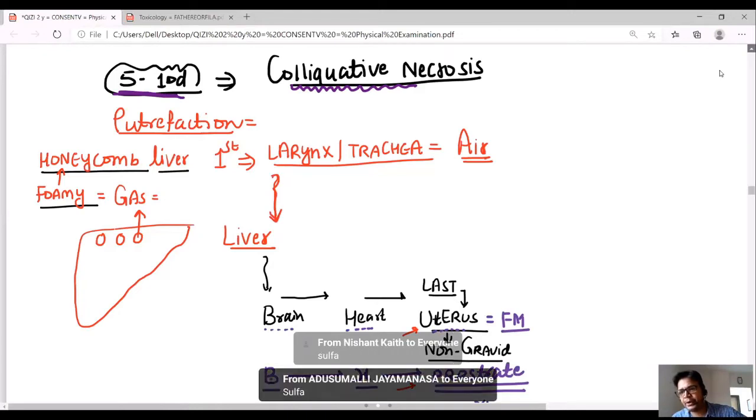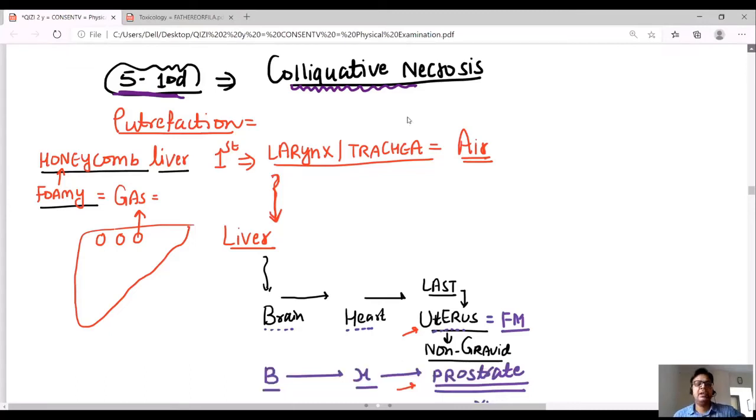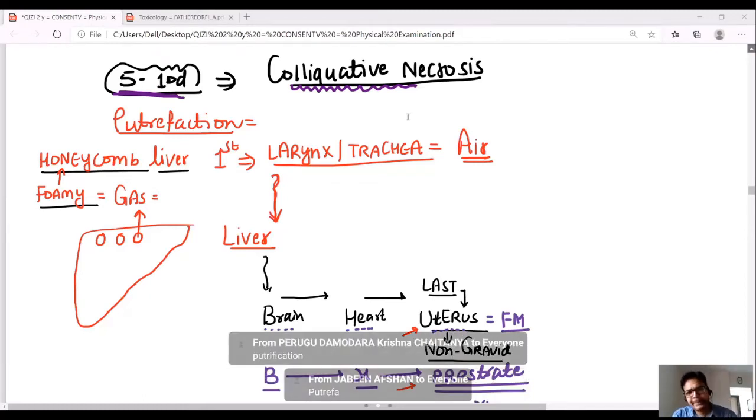So this is a very, very important part. What is the hemoglobin which is causing marbling? The answer is sulfa hemoglobin. Okay, done. Now, decomposition is an external change. Internal change is known as what? Decomposition or putrefaction? It is putrefaction. Now I'll discuss putrefaction.